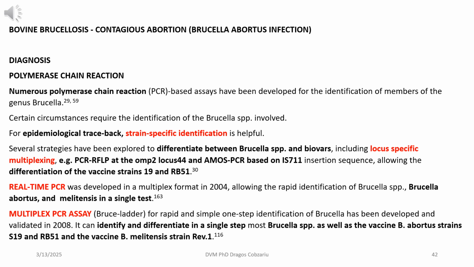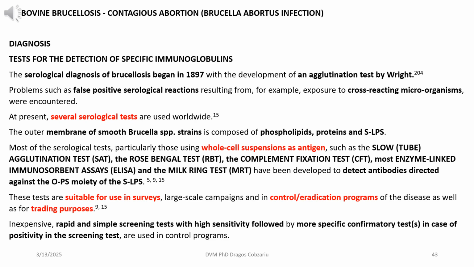Multiplex PCR assay, Brucella-ladder, for rapid and simple one-step identification of Brucella has been developed and validated in 2008. It can identify and differentiate in a single step most Brucella spp., as well as the vaccine B. abortus strains S19 and RB51 and the vaccine B. melitensis strain Rev.1.